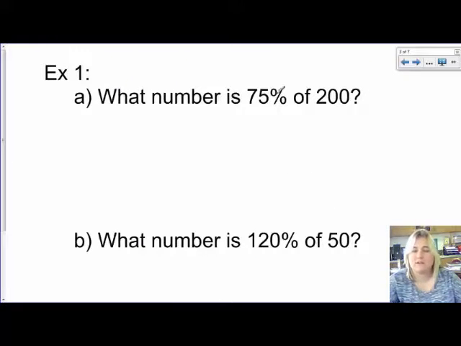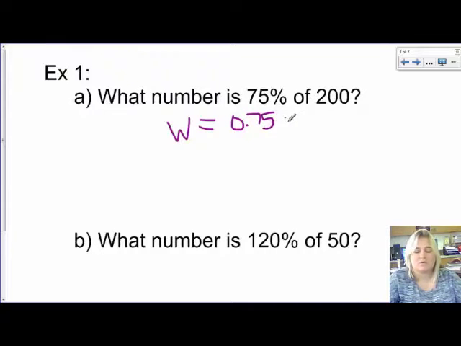So, what number is 75% of 200? The key to this is writing it exactly the way you read it. What number? We don't know what number, so let's put W. Is means equals. 75% we need to write as a decimal, which is going to be 0.75.